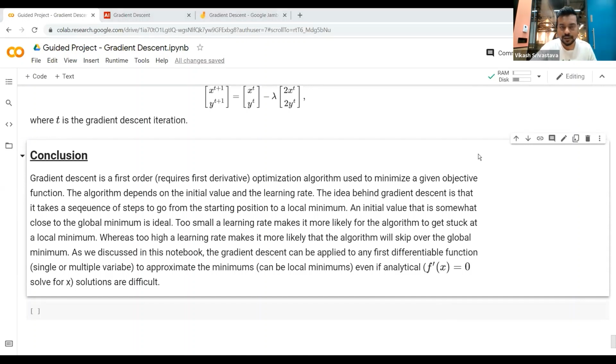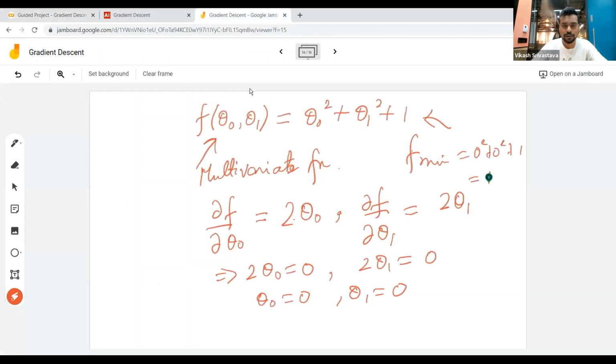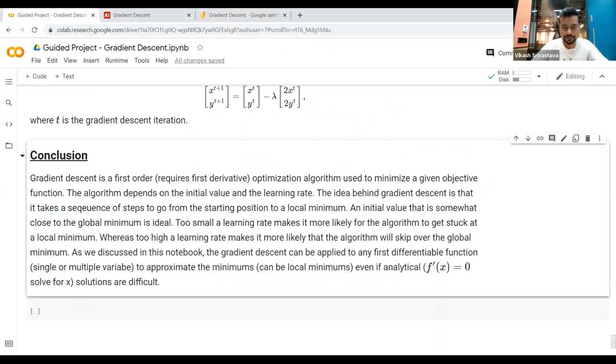Okay, Smriti is saying that my notepad is not visible. Sorry about that. This is what I was writing, for the multivariate function. Let me just, yeah.